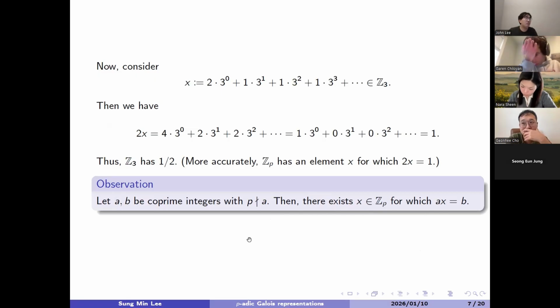However, a quick spoiler, Z_3 doesn't have 1 over 3. It has 1 over 2 because the denominator 2 is coprime to 3, but if the denominator is not coprime to p, your choice of p, then it fails to have that element. So it's not exactly Q, but contains quite many elements in Q. So we see that Z_p should be larger than Z, but it cannot be just identified as Q because it will lose some family of elements which have denominators divisible by p.